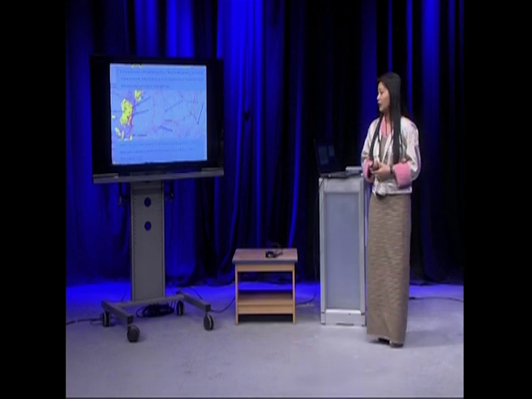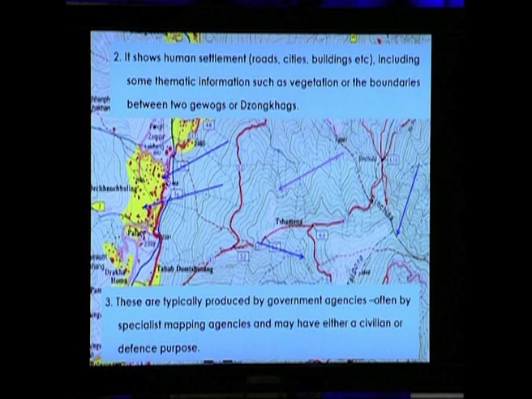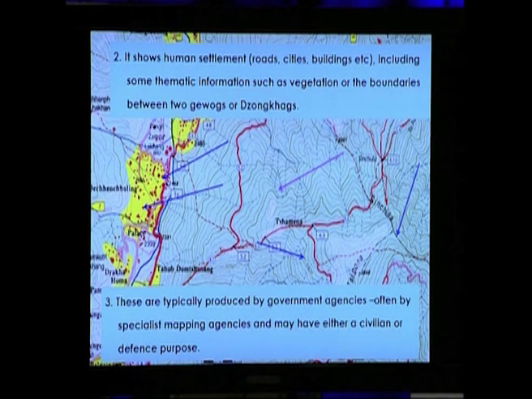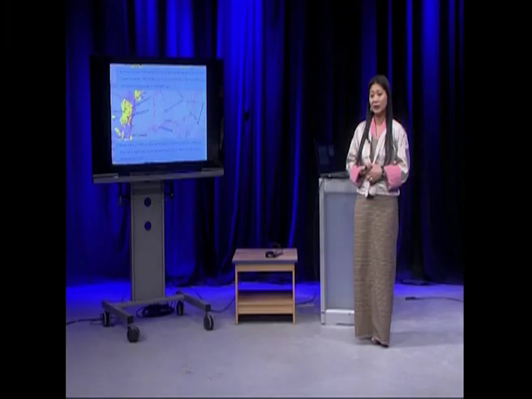Okay, number 3, topographic maps are typically produced by government agencies, often by specialist mapping agencies, and may have either a civilian or defense purpose. So topographic maps are mainly produced for civilian purpose or for defense purpose, because it gives detailed information or detailed features of a place.